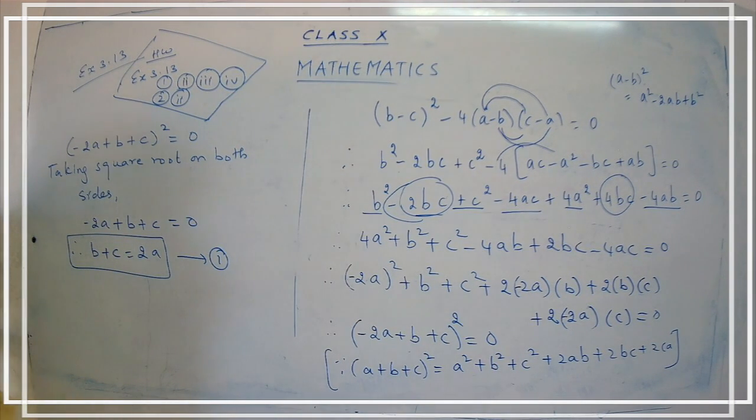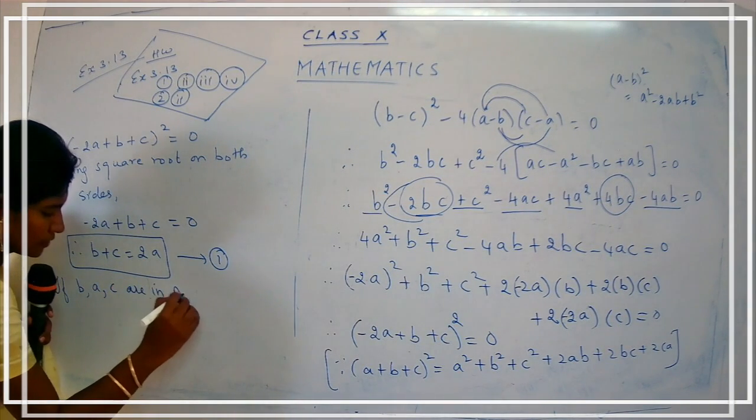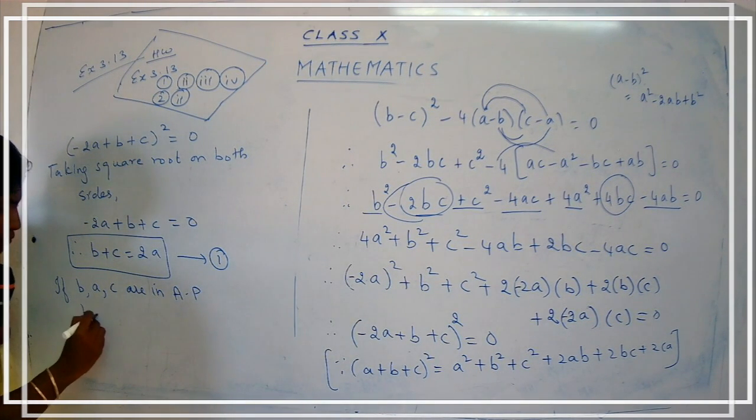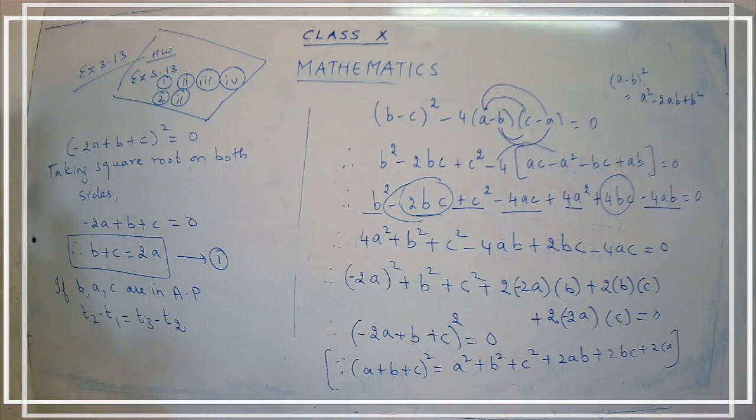Okay, now let's come to the question back, children. Prove that B, A, C are in arithmetic progression. So let's consider that if B, A, C are in AP, if they are in arithmetic progression, what have we studied? The difference is equal, that is T2 minus T1 is equal to T3 minus T2. They have a common difference. If a progression is in arithmetic progression, then the differences are common. Okay, children? Let's substitute the value.